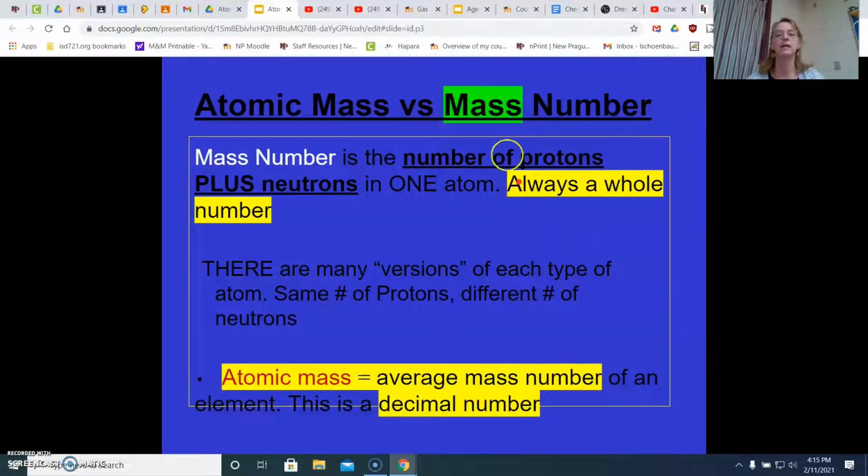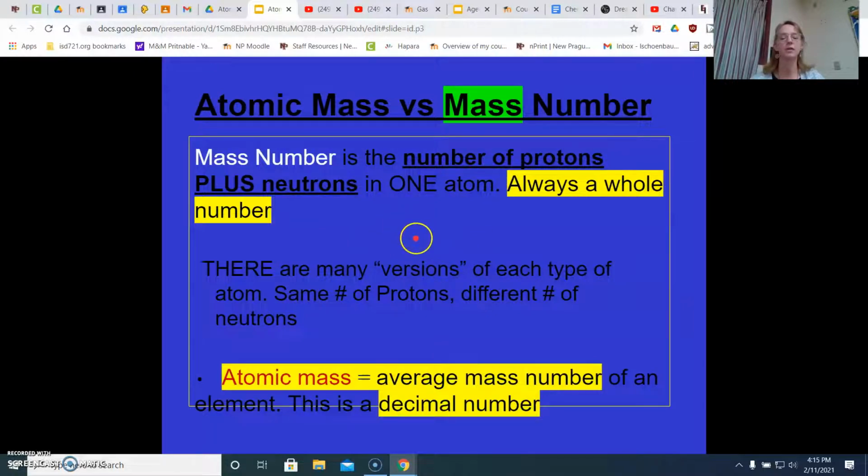Okay, one last thing, atomic number versus mass number. Mass number is the number of protons plus neutrons in one atom. So mass number is not on the periodic table because we're going to talk about one atom at a time. Protons weigh 1, neutrons weigh 1. So the mass number is always a whole number. But like we saw in that other slide, you can change the number of neutrons.